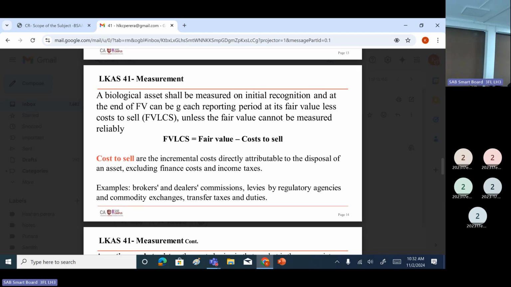Examples. Now you know the guidance. So fair value, and then cost to sell, we discussed. Once you are selling something, we need to include the cost. So these are the examples. To sell that asset, you have to pay commission, related levies, and different taxes. Those should be deducted from the fair value. Fair value less cost to sell, right? Fair value less cost to sell.